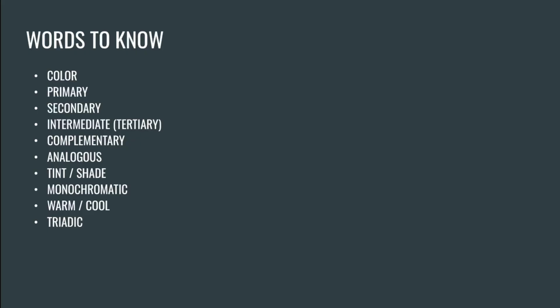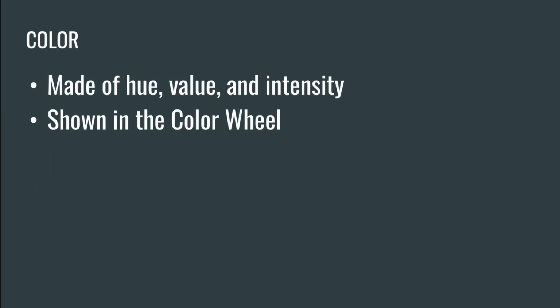So let's start with number one, which is color. Color is made of hue, value, and intensity. This is also shown in the color wheel, okay? So we're going to be building the color wheel, so we'll learn a whole lot about color just in this. There's a big scientific explanation, but we don't need to go through that right now.